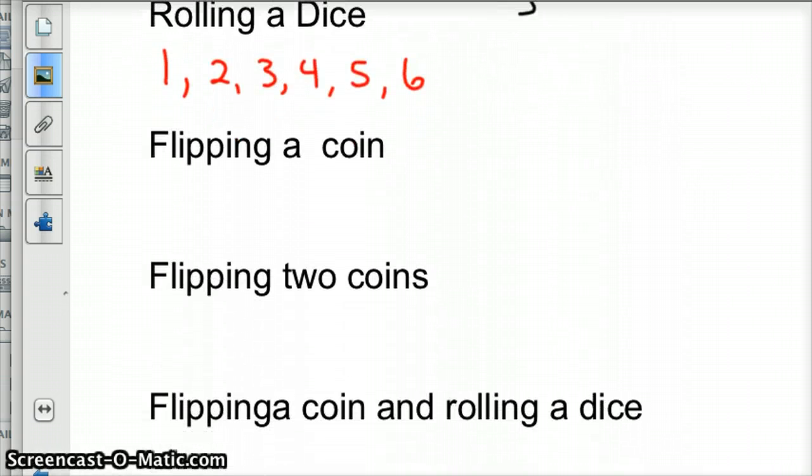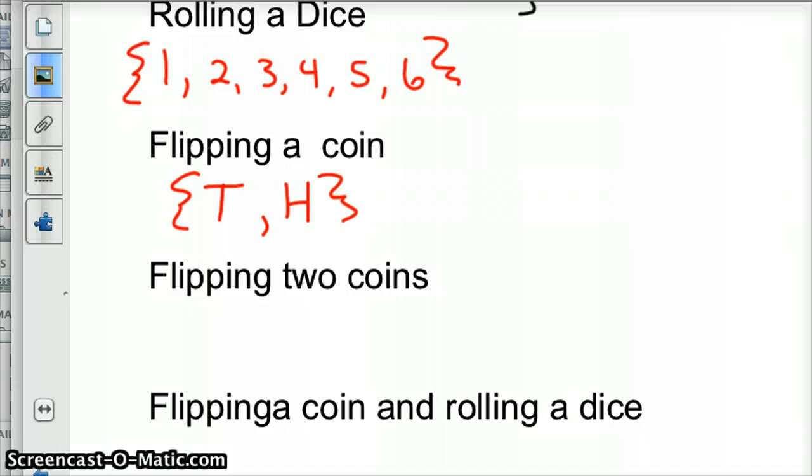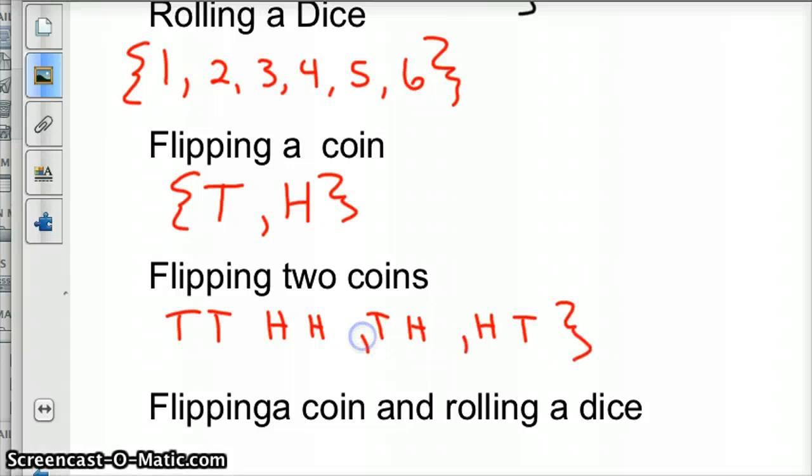Flipping a coin. Flipping a coin is as simple as either it's a tail or a head. So there's your sample space for flipping a coin. I usually put these little brackets around them to represent the set. Flipping two coins, well, here you could have tail, tail, head, head, tail, head, or head, tail. And there's all the possibilities for flipping two coins.